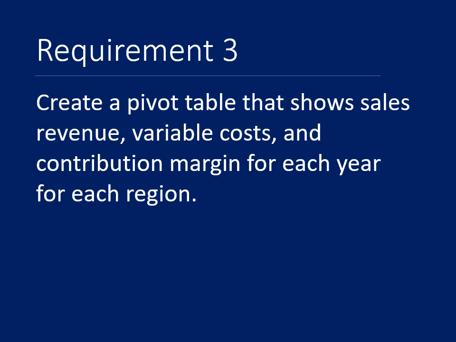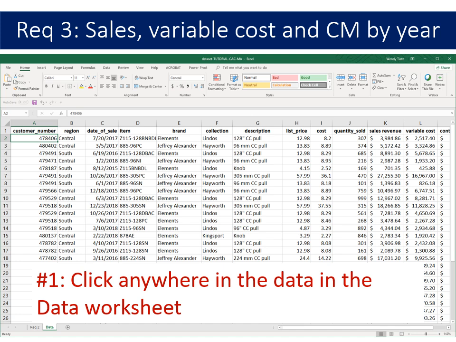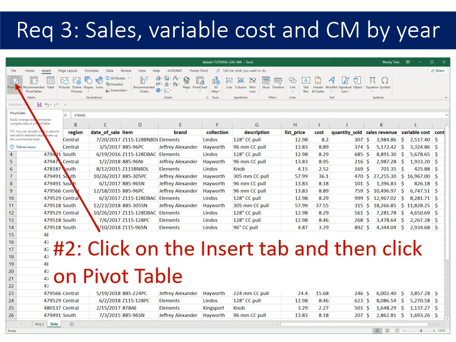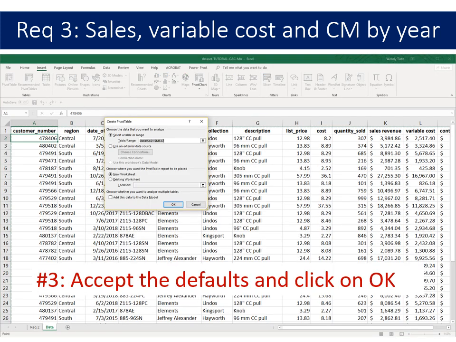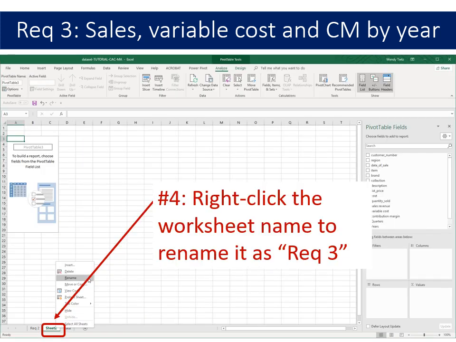Requirement 3 reads, create a pivot table that shows sales revenue, variable costs, and contribution margin for each year. The first step is to click anywhere in the data worksheet. Click on the Insert tab and then click on Pivot Table. Next, accept the defaults and click on OK. Before we go any further, right-click the Worksheet Name tab and rename it Requirement 3. That will just help to keep track of the various pivot tables.